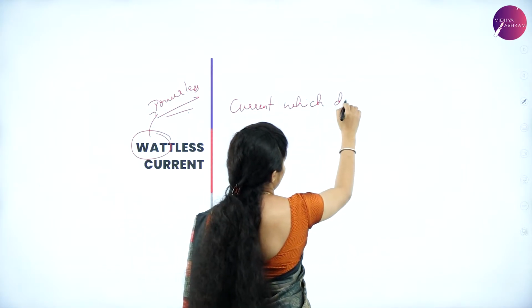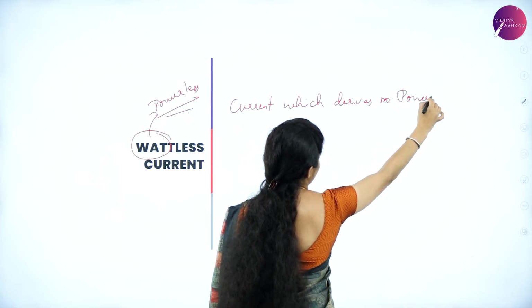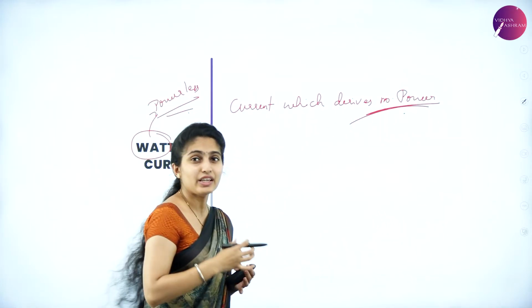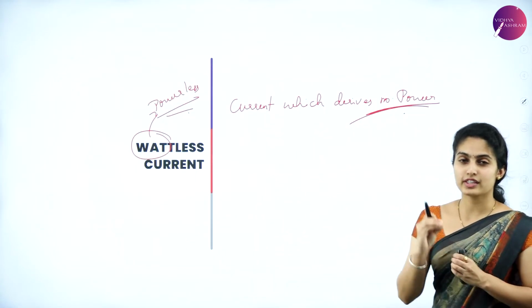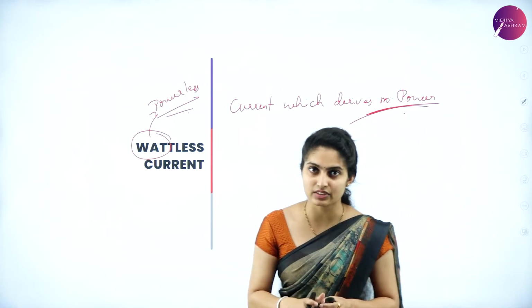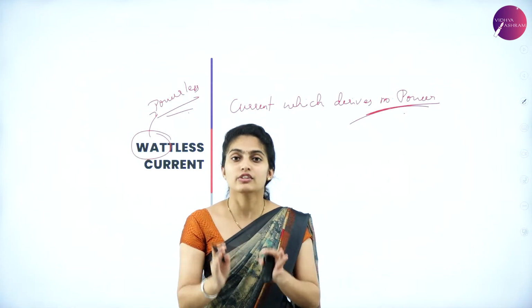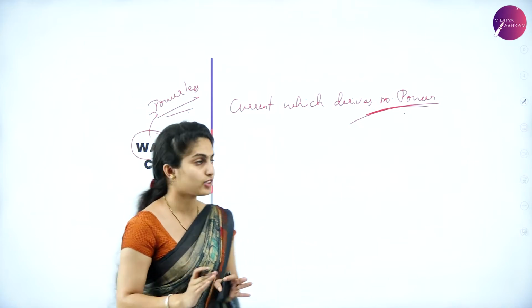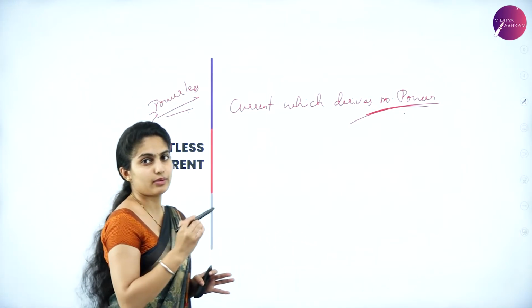So the current which derives no power, the presence of current without power, is said to be wattless current. This means there is a certain amount of current flowing internally within the circuit, but it doesn't derive any power from the source, which is known as wattless current. This is also very important for 1 mark questions from this chapter.